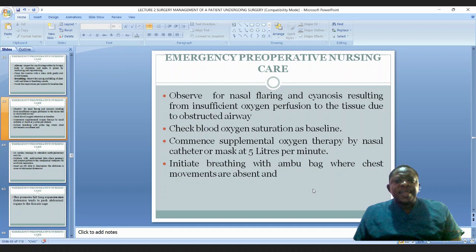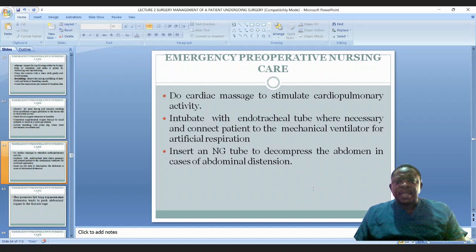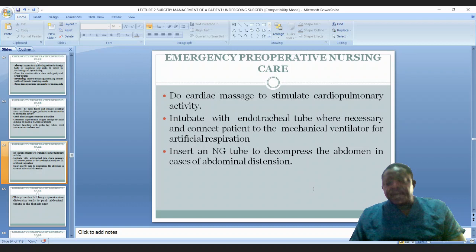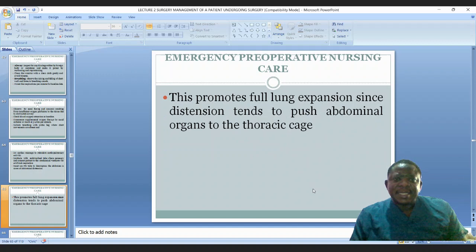Then initiate breathing with ambubag where chest movements are absent. So these are some of the things that you can do for the airway. You can also do cardiac massage to stimulate cardiopulmonary activity, intubate with endotracheal tube where necessary, and connect the patient to a mechanical ventilator for artificial respiration. Of course, this is where the condition states. You can insert a nasogastric tube to decompress the abdomen in cases of abdominal distension. This will promote full lung expansion, as abdominal organs may press on the thoracic cage, affecting easy breathing.